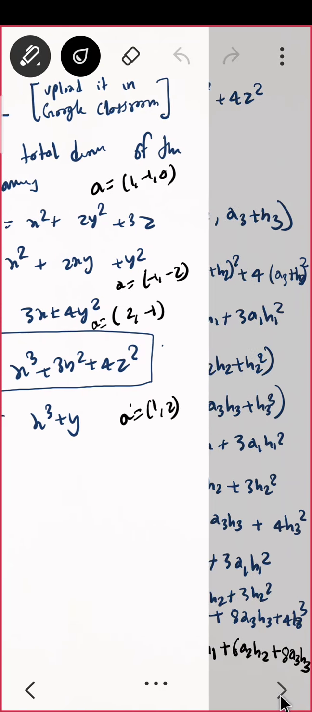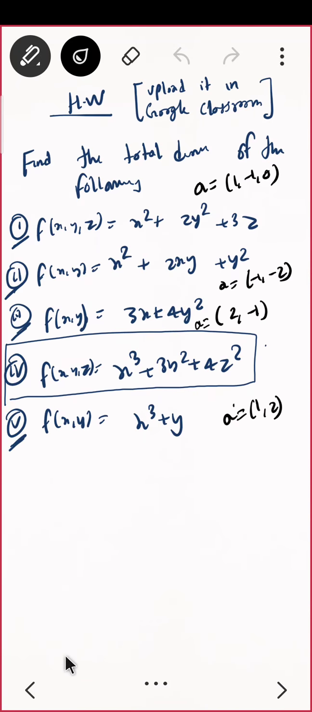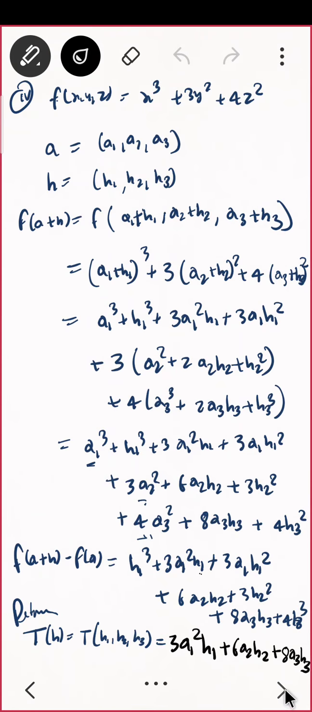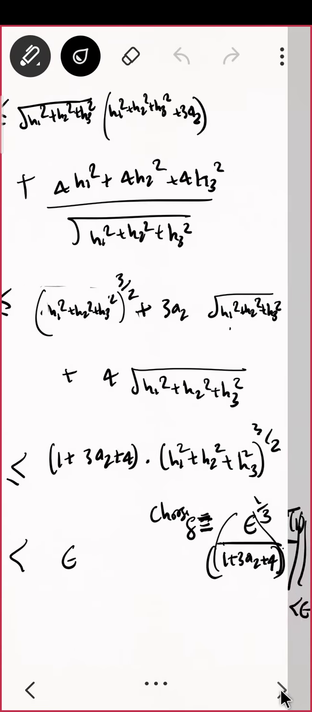Okay? This is homework for you. I'll just put it in the Google Classroom. Don't worry. Let us do some properties of derivative, and then we'll stop. Properties of derivative. The first one is uniqueness. If it is differentiable at a point, then the derivative will be unique.